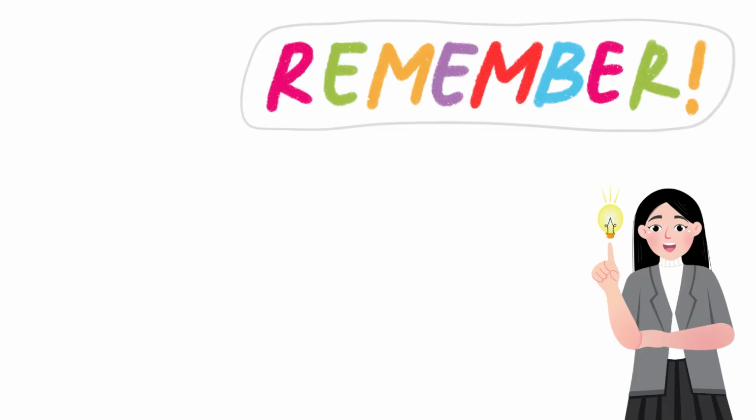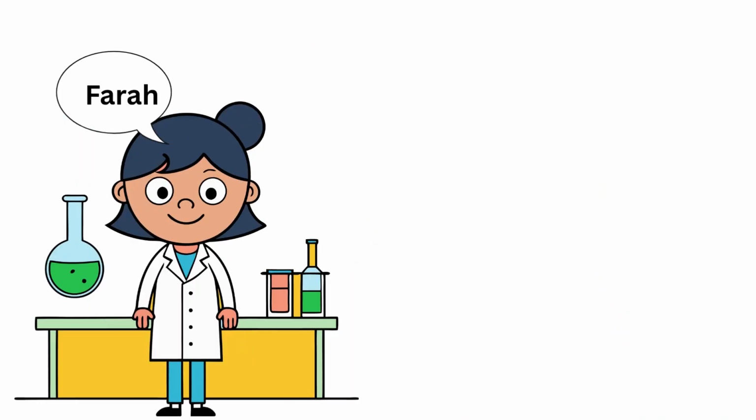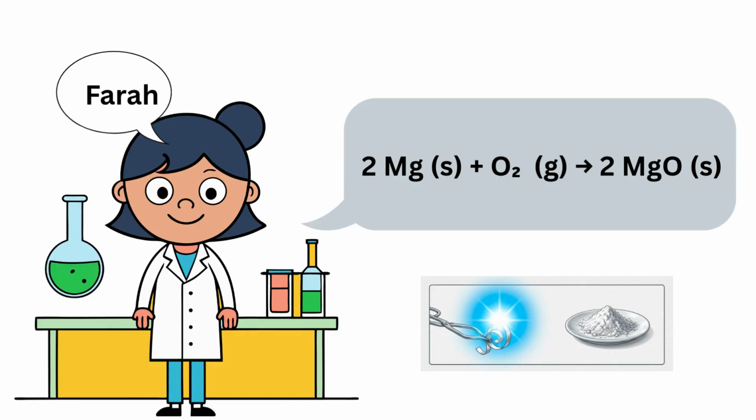Do you remember in our last video we met three friends? From Para, we learned that magnesium burns in oxygen. It forms a new white substance called magnesium oxide. This shows us that a new product is formed in a combustion reaction.